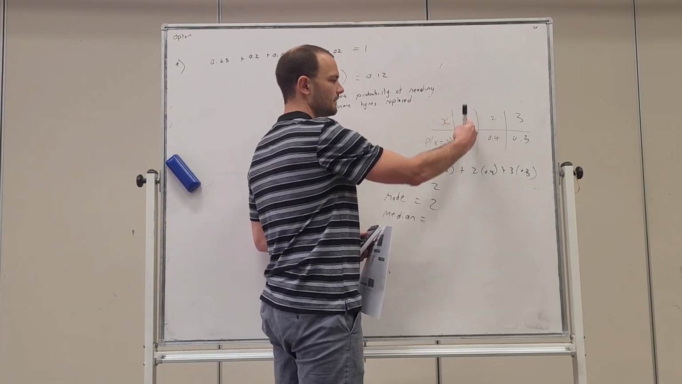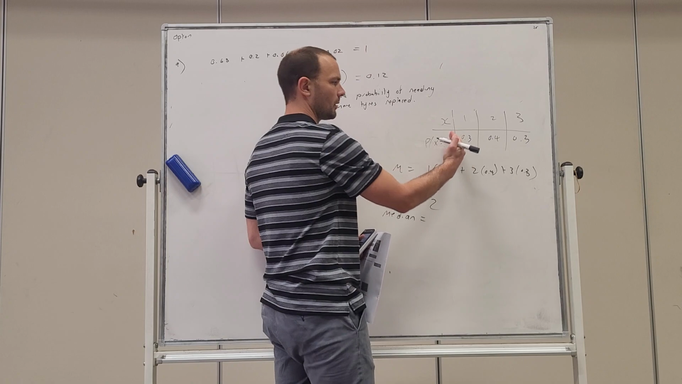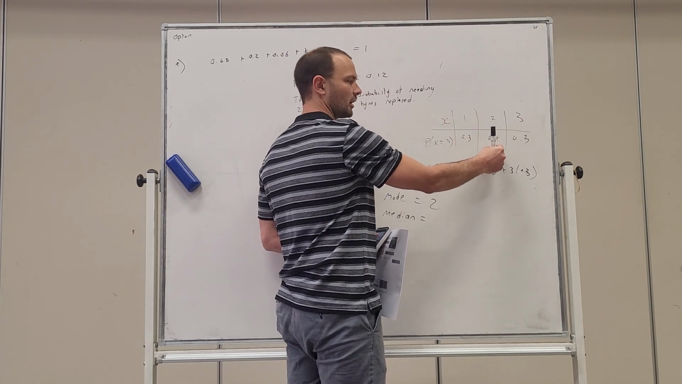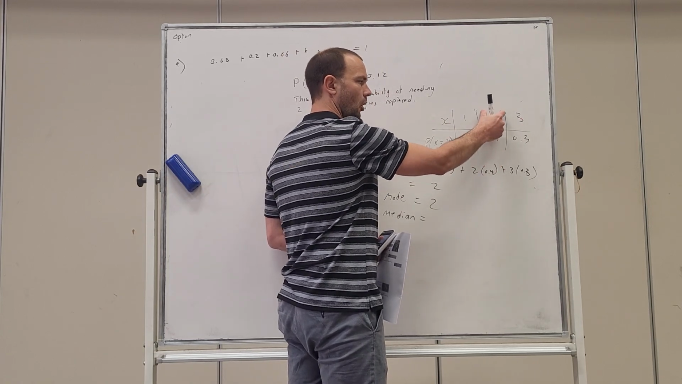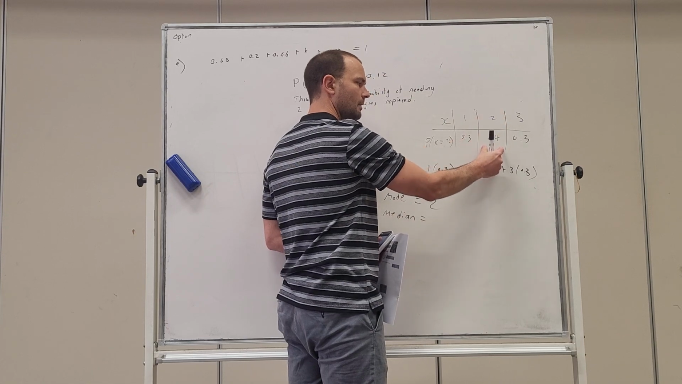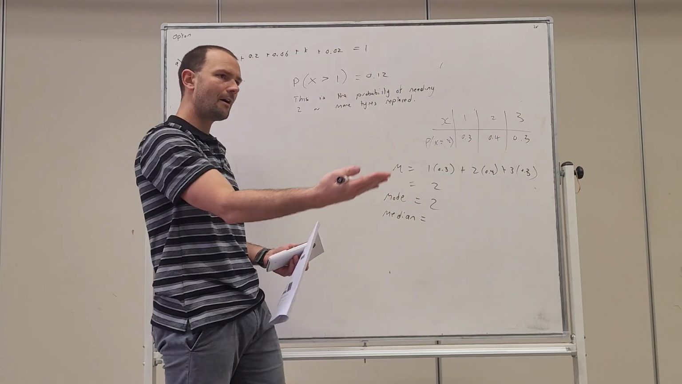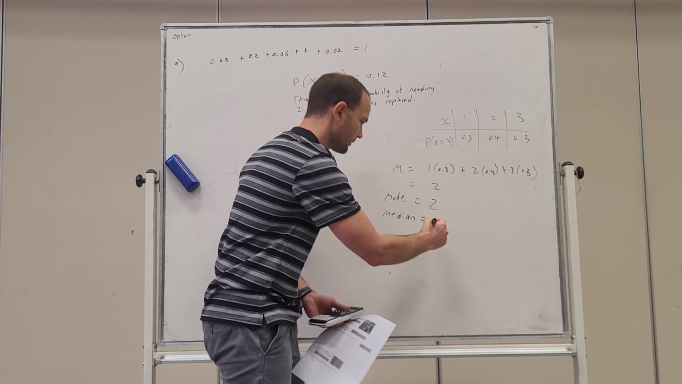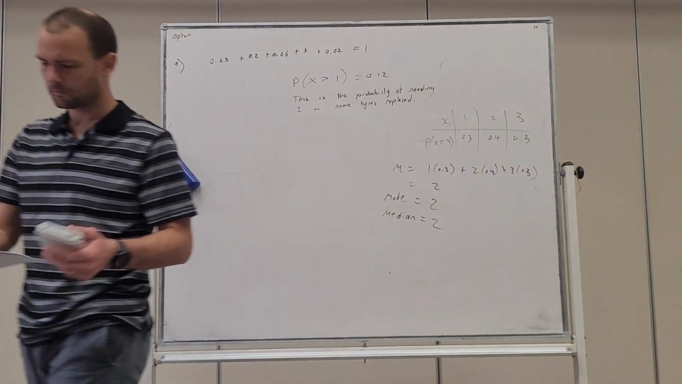So we can see at this event the probability is 0.3, and when we add the probability of the next event, we're going to get 0.7. So over the course of this event, the probability exceeds 0.5. This is the event that corresponds with that. So the median is also 2.